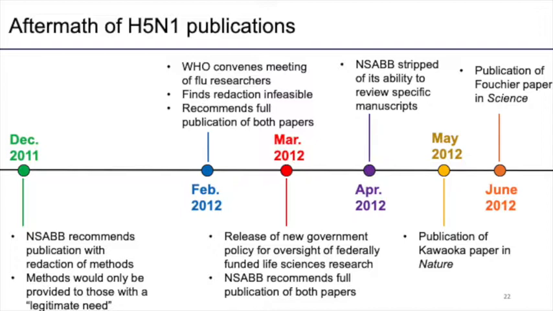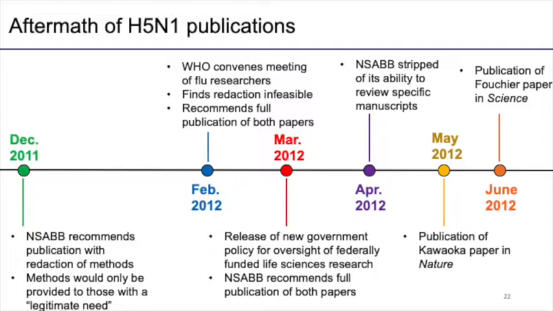In February of the following year, the WHO convened a meeting of specifically flu researchers, and they all concluded that redaction is infeasible. There's no way to really know who's in a legitimate need-to-know position. At this meeting there was a consensus recommendation that full publication of both papers occur. The NSABB held another meeting the following month, which coincided with the release of a new government policy for oversight of life sciences research. They basically changed their tune and recommended full publication of both papers, given new information that had arrived, mostly as a result of this WHO meeting.